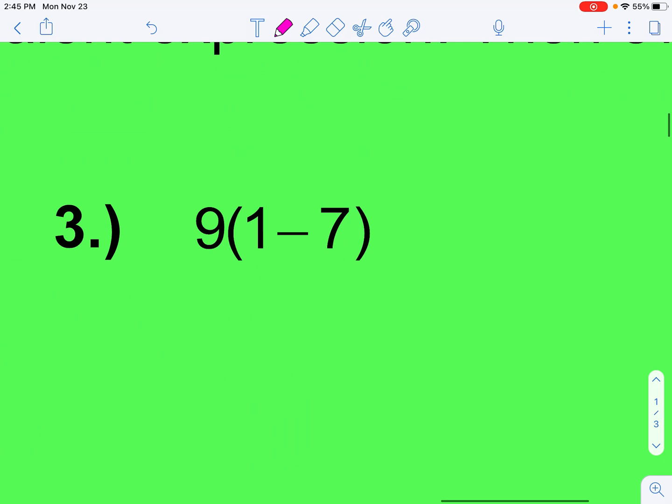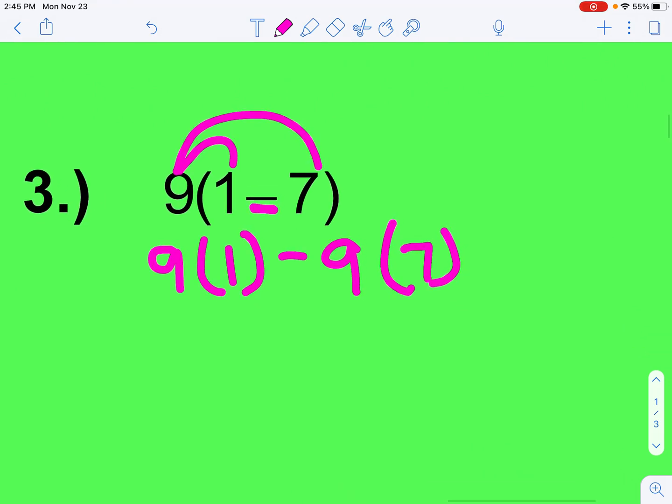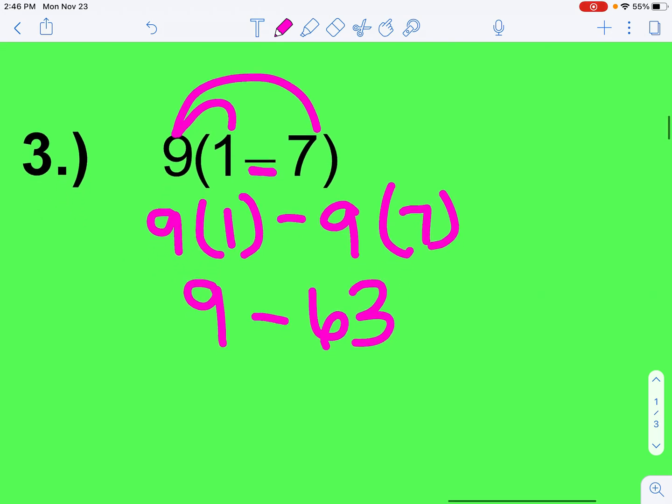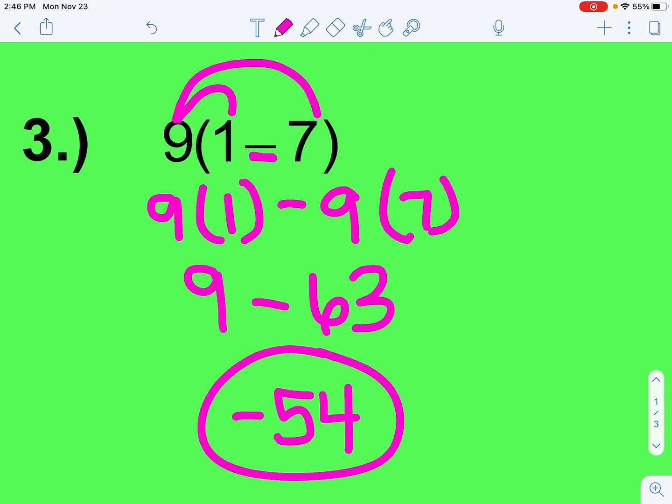Number 3, I'm still distributing this 9 to both the 1 and the 7. This time I'm taking 9 times 1 minus 9 times 7. 9 times 1 is 9, minus 9 times 7 is 63. So I'm taking 9 minus 63, which is negative 54.